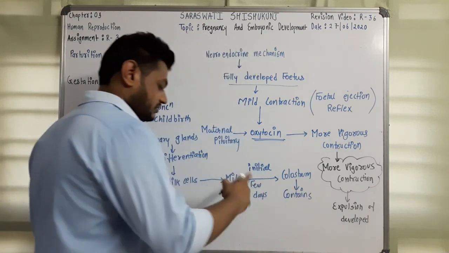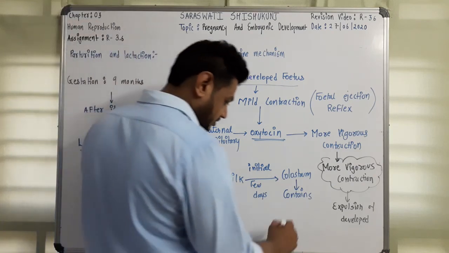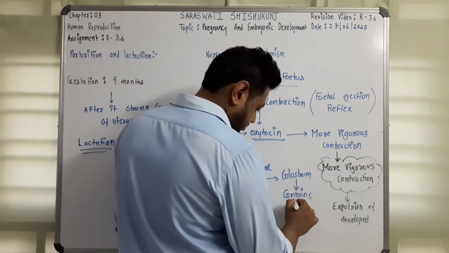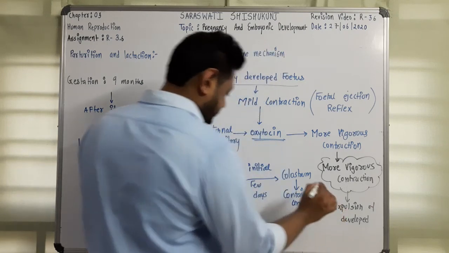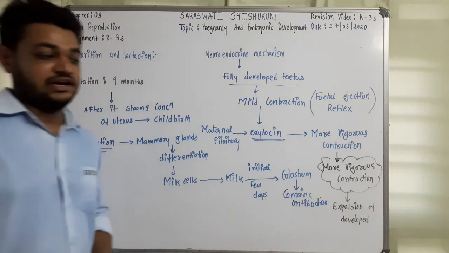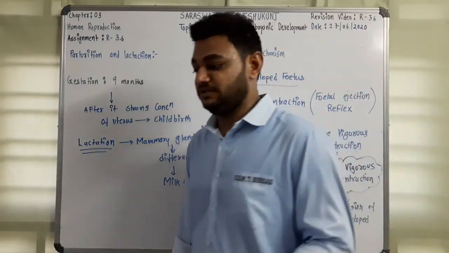Milk contains colostrum, a yellowish substance which contains antibodies that provide passive immunity to the child. So this is very important, which is why mother's milk is so important.